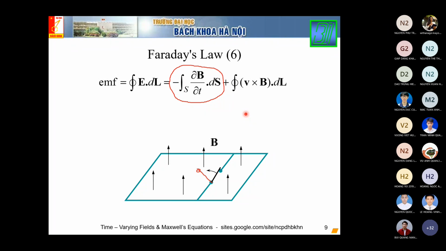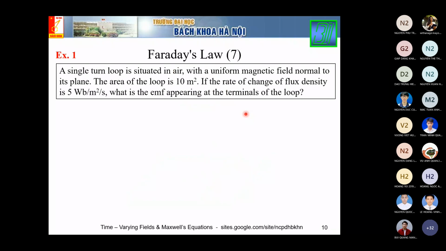Any other question? All right, so we do the first very simple example. We have a turn, and this one is in the air, meaning that we have to use mu0, and the whole system is in a uniform magnetic field. The field here is perpendicular to the surface of the turn of the frame. The total area of the frame is 10 meters squared. We are given the rate of change of B like this, and we have to find the induced voltage.